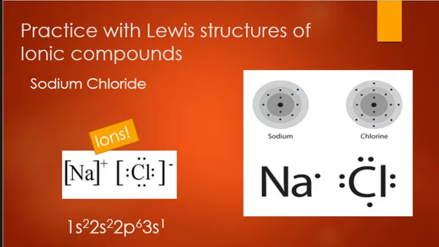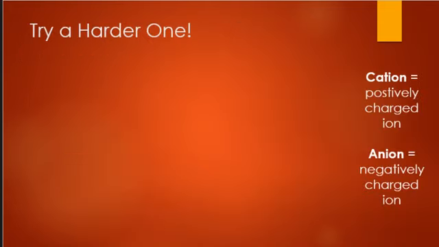All right, so we call these ions, and when we put them together, we put the -ide on the end, so we call it sodium chloride, because that's how we name ionic compounds. We knew that already from module 1 or 2, right? Okay, let's try a harder one.